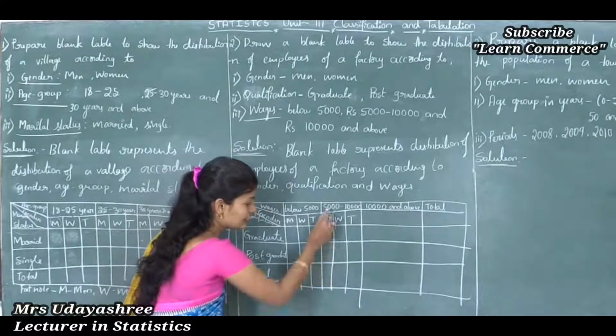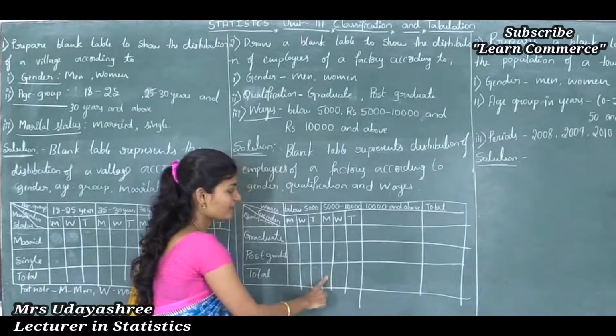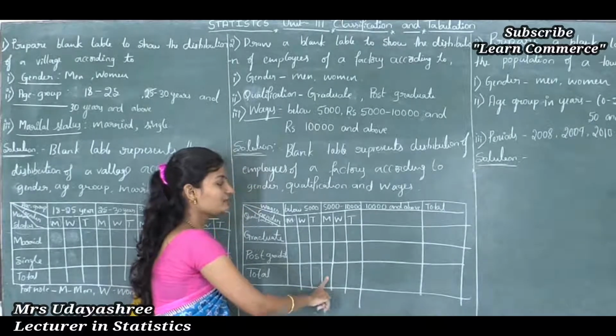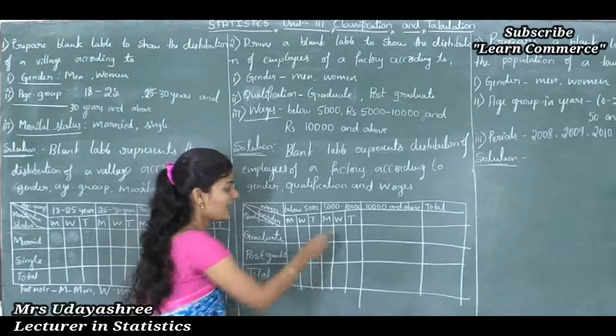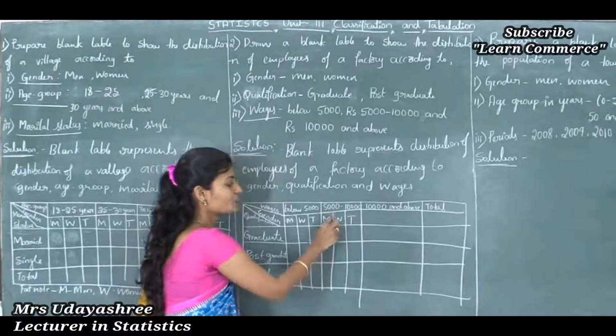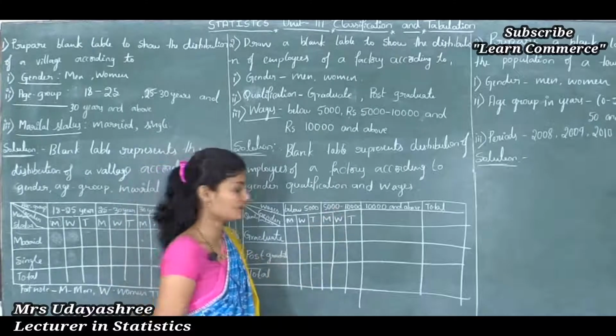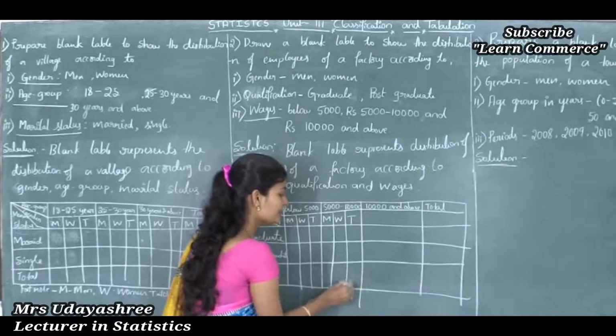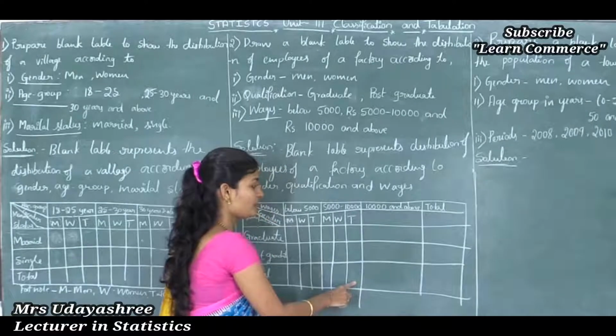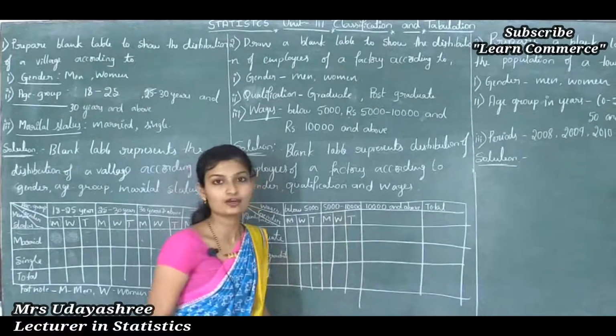Like that this cell indicates the total number of men population with wages 5,000 to 10,000, and like that this cell indicates the total number of women population with wages 5,000 to 10,000, and this cell indicates the grand total of men and women population with wages 5,000 to 10,000.